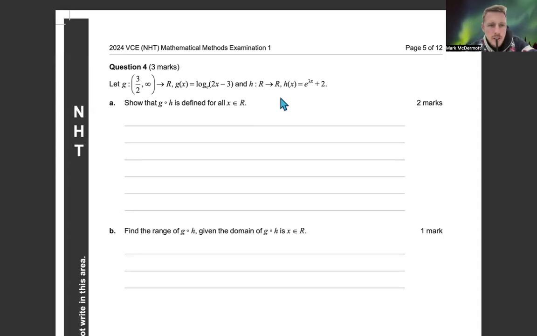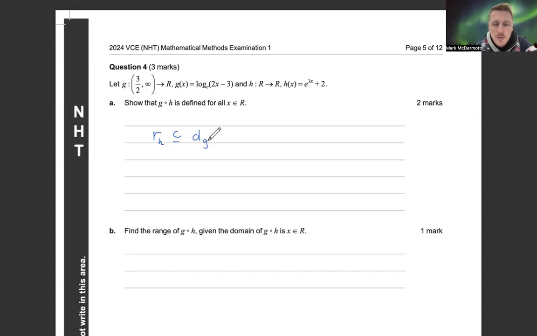All right, question 4. Let g be a function with domain 3 on 2 to infinity, and g of x is log e of 2x minus 3, and h has a domain of all real numbers, and it's e to the 3x plus 2. Show that g of h is defined for x an element of all real numbers. So let's think. Remember, for a composite function to exist, the range of the inner function, in this case h, must be a subset of the domain of the outer function. The outer function in this case is g.